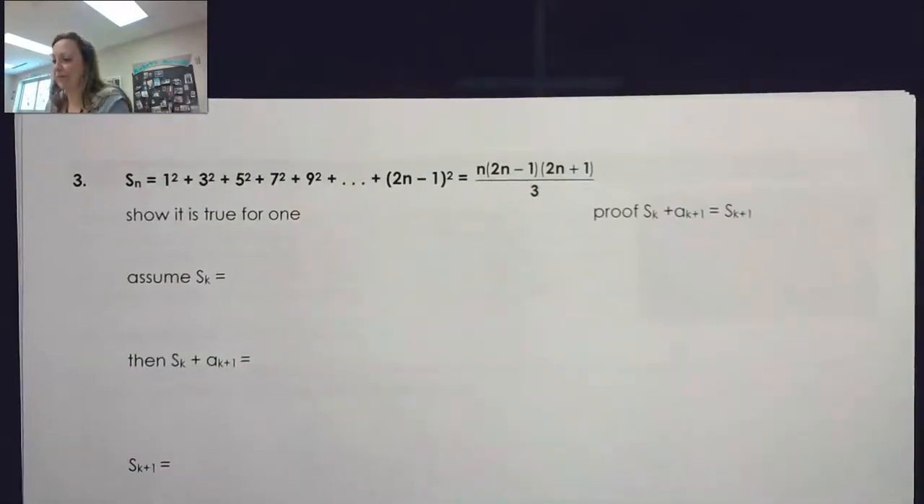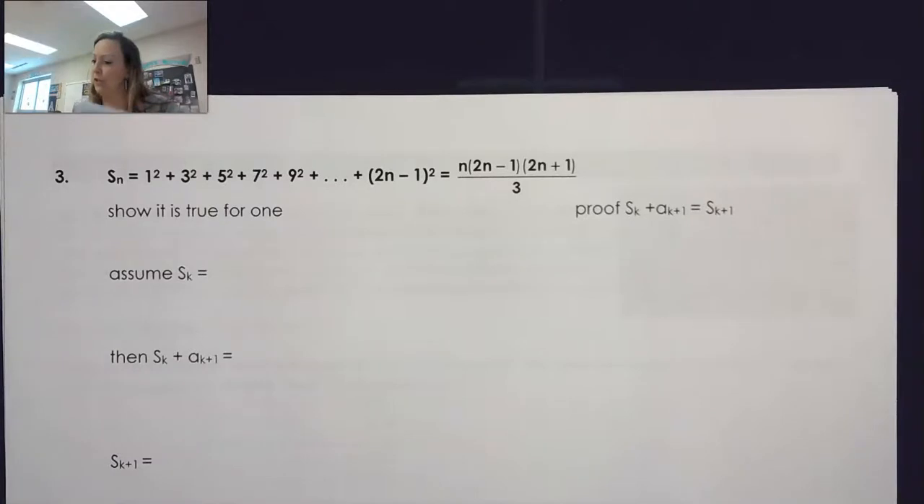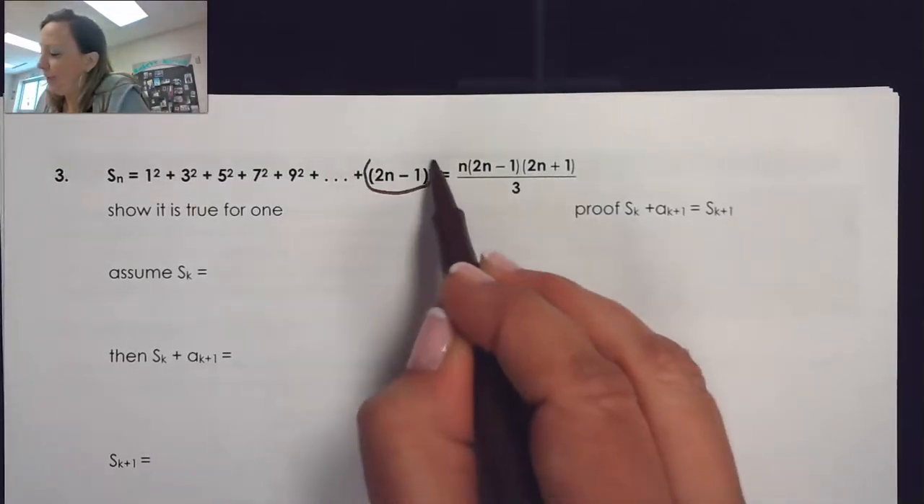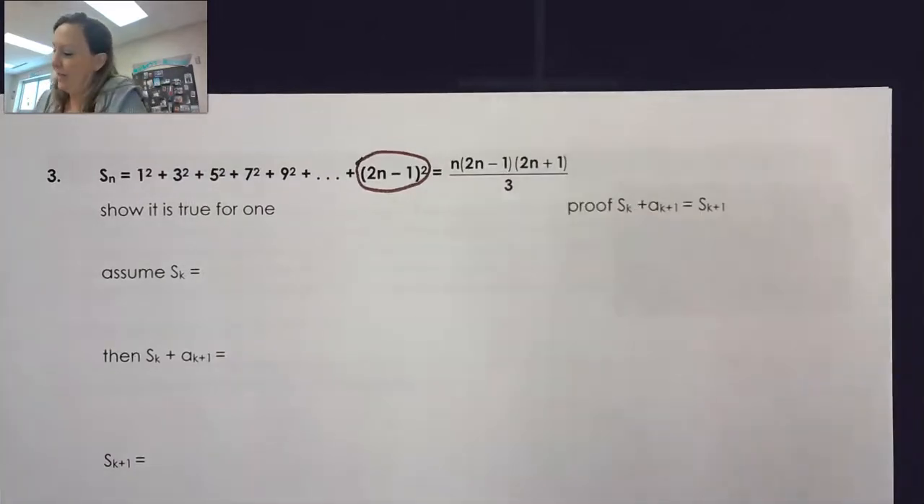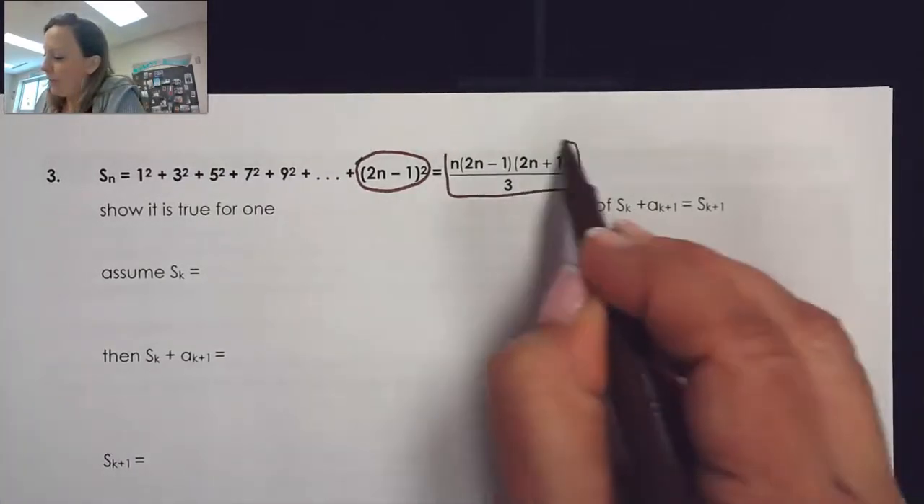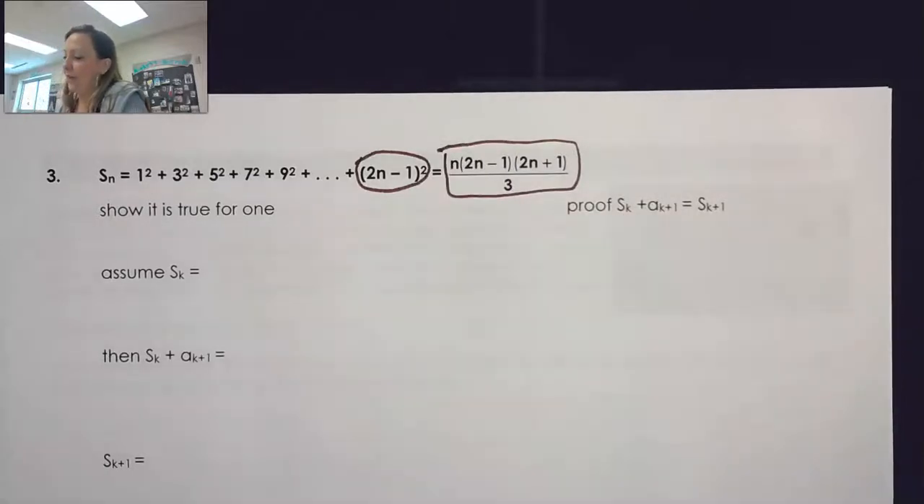Okay, number 3. S sub n equals 1 squared plus 3 squared plus 5 squared, etc. So our rule, they tell us, is 2n minus 1 quantity squared. And then our sum is n times the quantity 2n minus 1 times the quantity 2n plus 1 all over 3. You guys good with rule versus sum, what I mean by that? Okay, so let's show that it's true for 1.